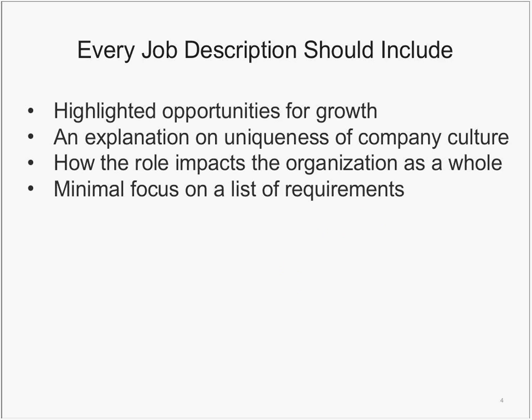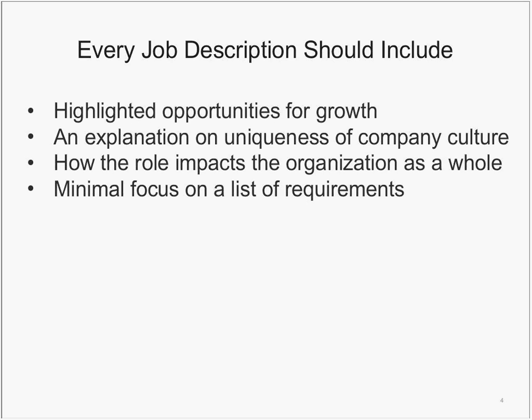Every job description, what should it include? First, highlighted opportunities for growth. So again, we're thinking about how to address a passive market, or passive candidates. You're talking about what this opportunity brings to the table. What are they going to be able to do long term for this organization, or from this role, to have an impact both on the organization they're working for as well as on their personal careers?